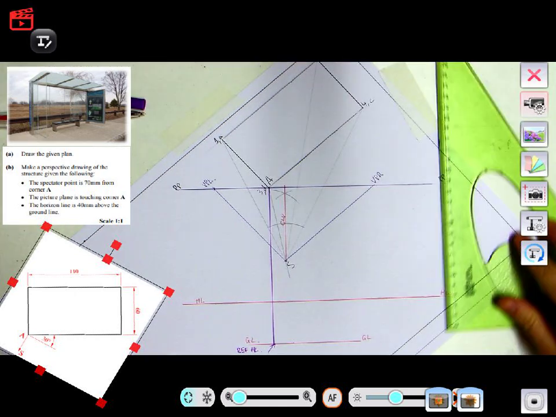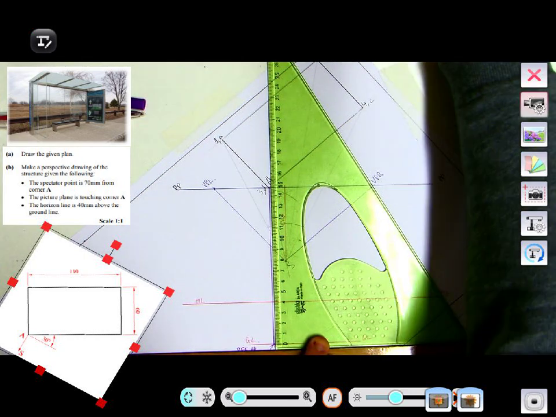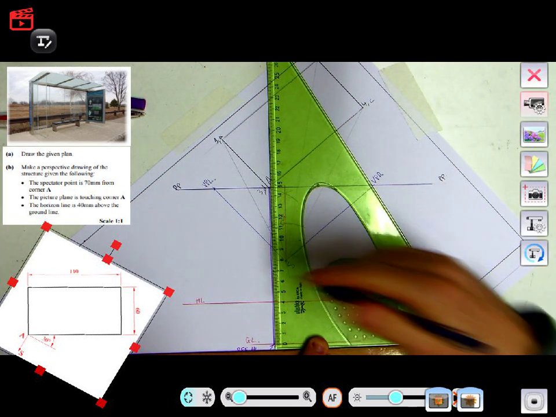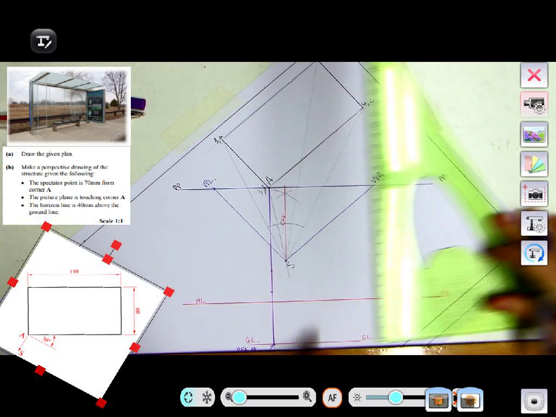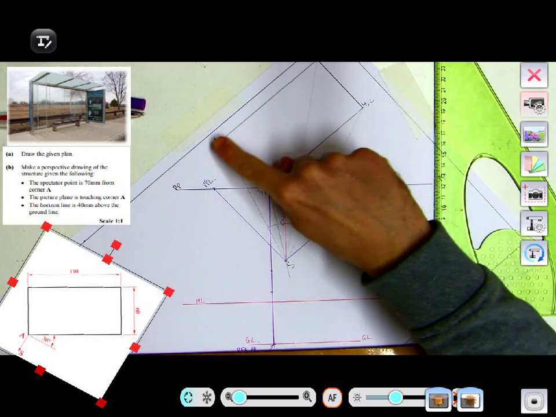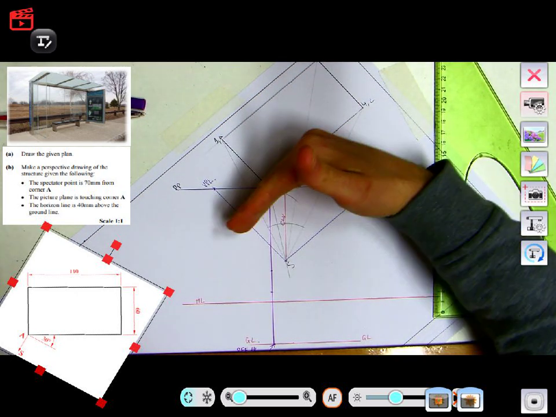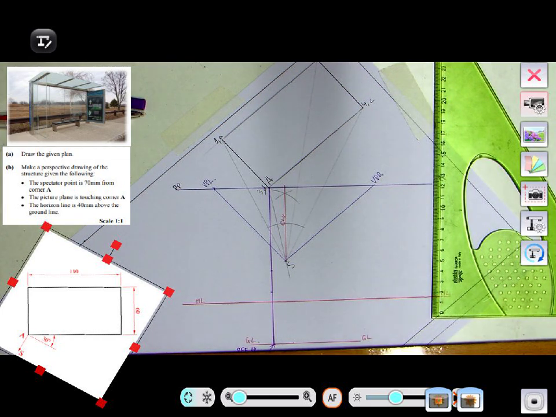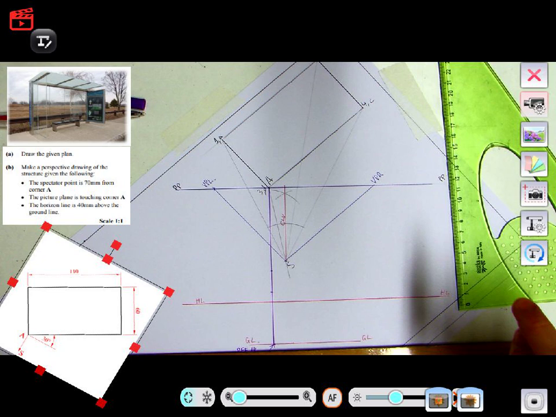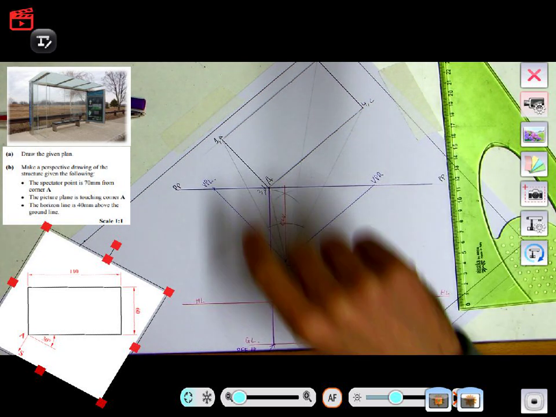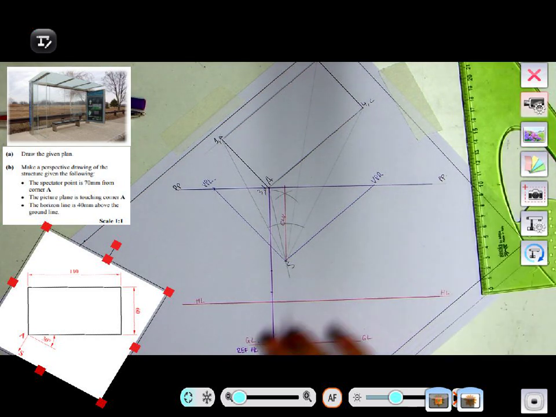Again, these are true heights, true measurements. So the heights that are involved in this question are 50 millimeters and 70 millimeters. Now 50 is only at the back and 70 is only at the front. So what I'm going to do first off is draw my front surface, the true height of the line 3, 4.